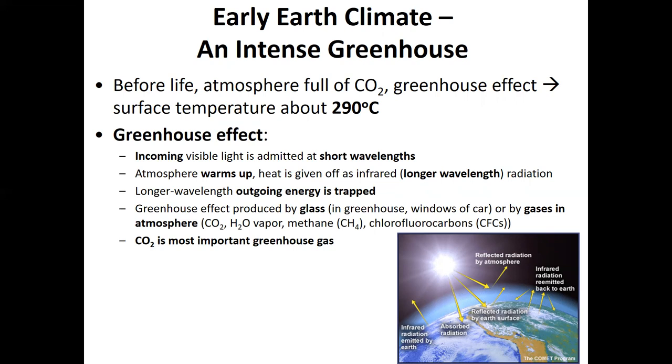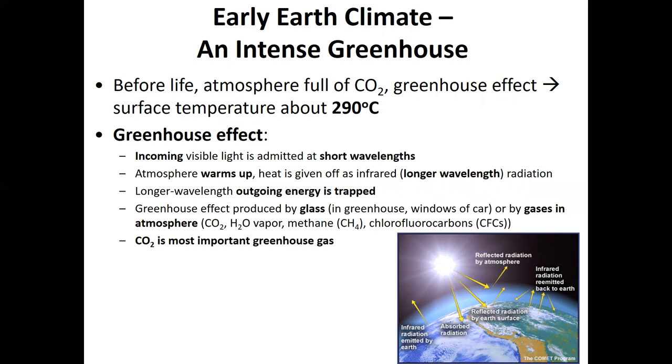The light passes through the glass. It warms the surface. The surface radiates heat. That heat cannot escape through the glass. So the heat builds up inside, increasing the temperature. Right, so the gases in the atmosphere that act like the glass and trap the heat in are known as greenhouse gases. And they include carbon dioxide, water vapor, methane, and chlorofluorocarbons, also known as CFCs.